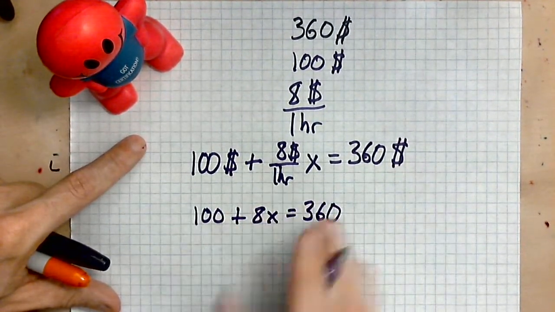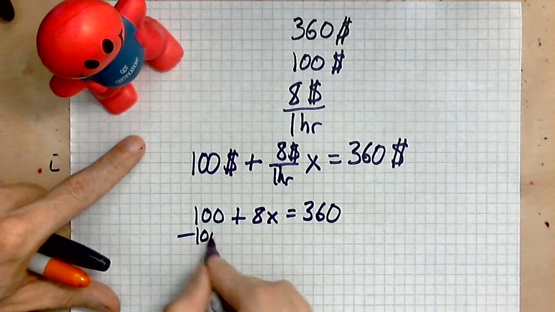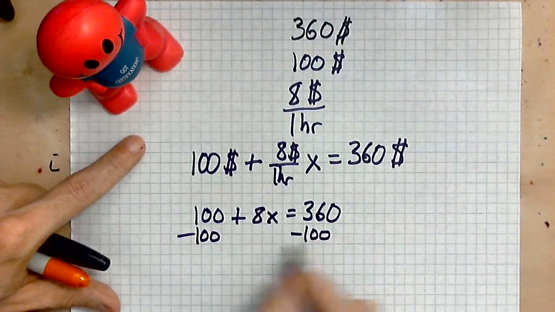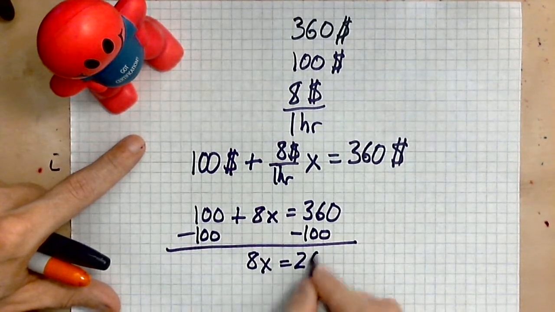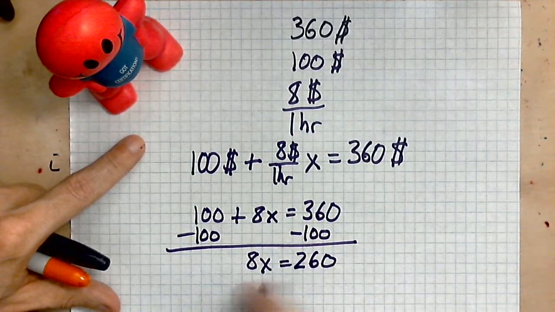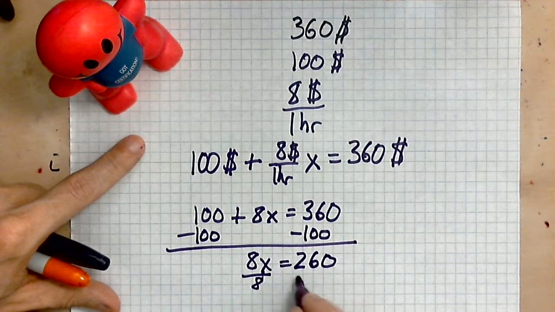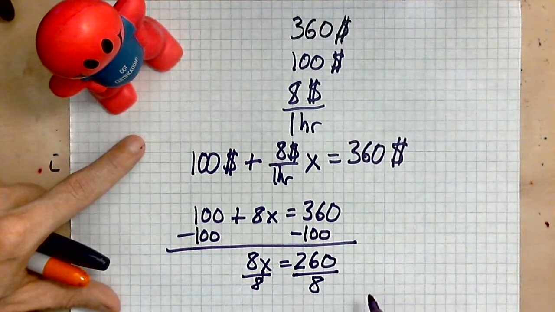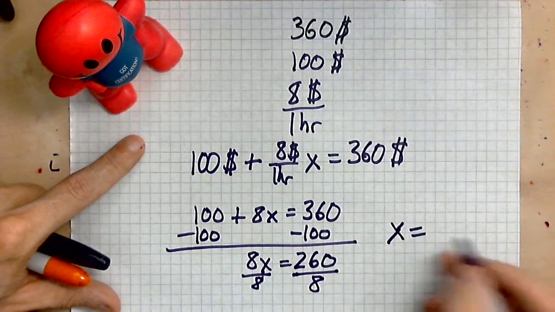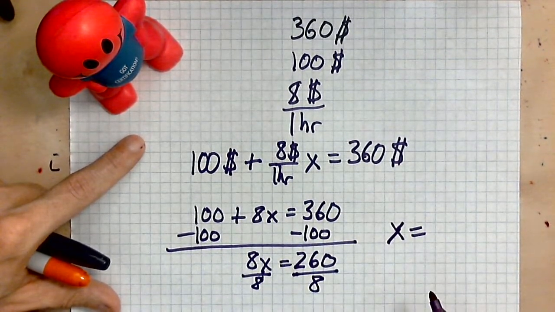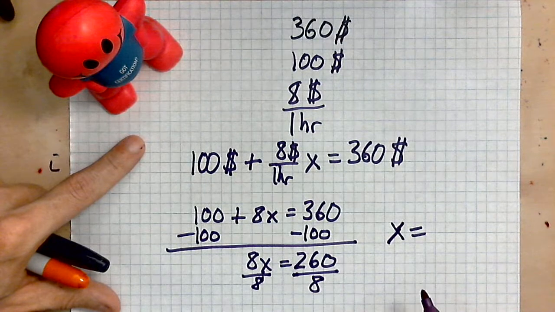Now we solve this. This is a linear equation. Minus 100 on both sides, and then you've got 8x equals 260. To finish up, you divide both sides by 8. And therefore, we can conclude that x, or the additional number of hours, is 260 divided by 8. Whatever that comes out to be.